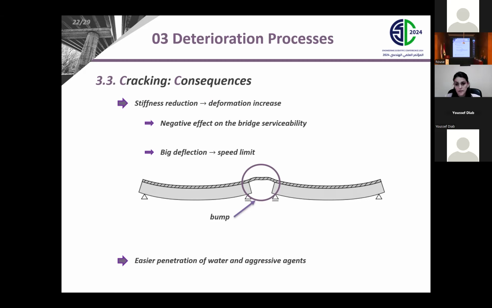The second negative effect of cracking is that the presence of... May I draw your attention? You have only 5 minutes. Okay, please. Okay.